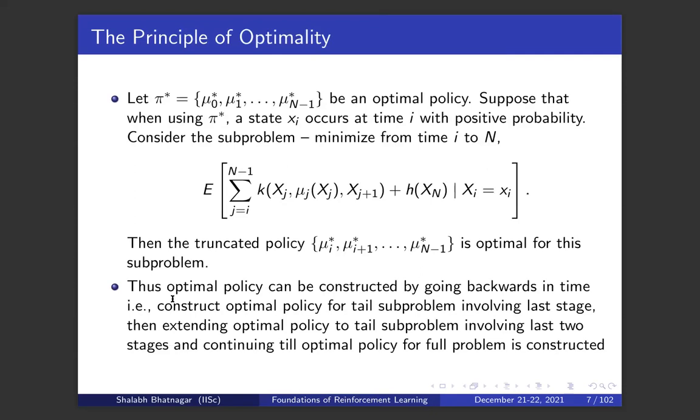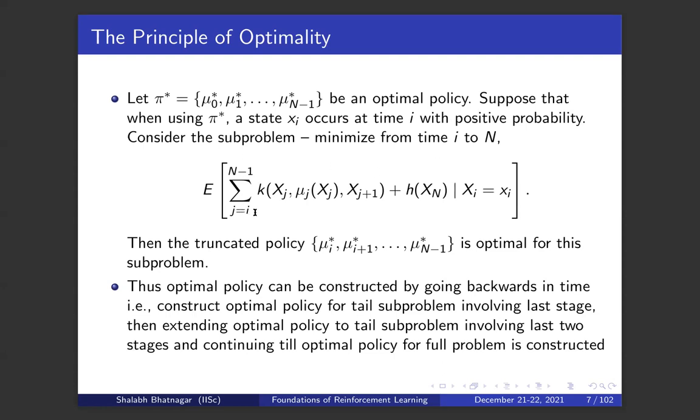Now there's this principle called the principle of optimality. What it says is the following: let's say that pi star is your optimal policy, and let's say that when we are using pi star, we encounter a state xi at time i with positive probability. And now we'll consider a subproblem, which is to minimize from time i to time n.